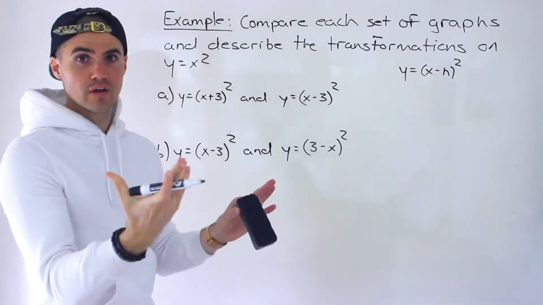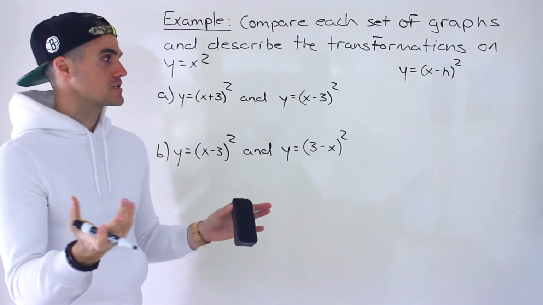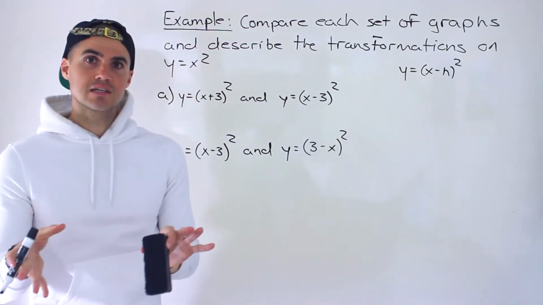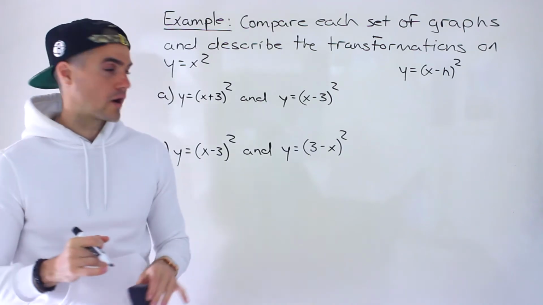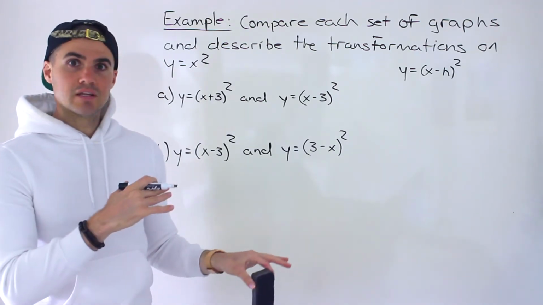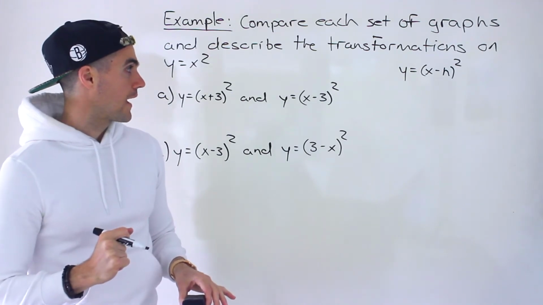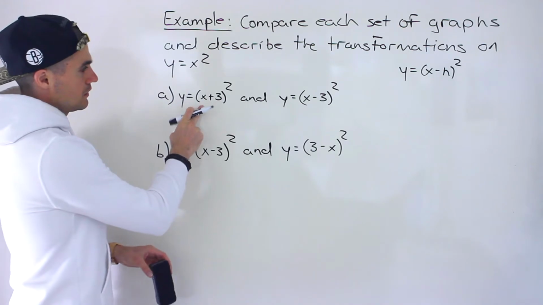We've gone through a video where we described the transformations done with this h value. It basically takes the graph y equals x squared and either shifts it left or right. So when I'm doing this, I'm assuming that you have watched those videos beforehand. Notice here, let's start with this one.